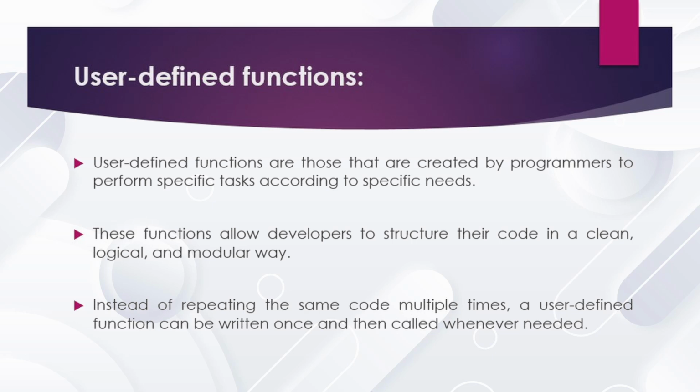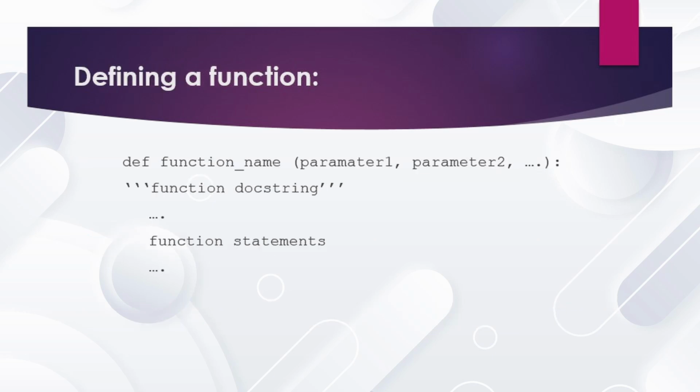By defining custom functions, programmers can tailor their programs to handle unique problems and operations that are not covered by Python's built-in functions. The syntax for defining a function is shown in this slide. In Python, a function is created using the def keyword, followed by the function name and a pair of parentheses. This parenthesis may include 0, 1, or multiple parameters, which act as variables that receive input values when the function is called.